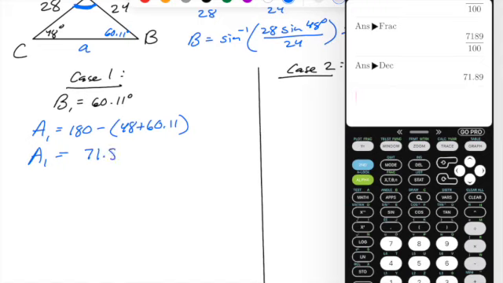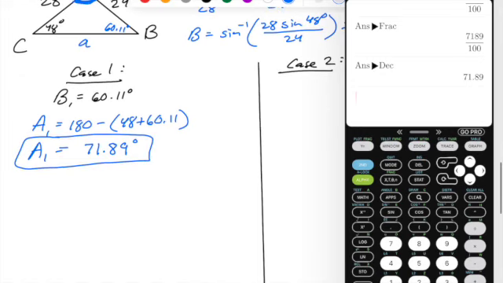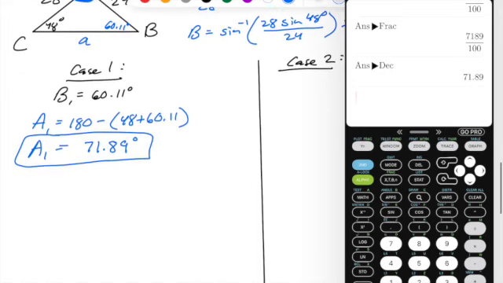71.89 degrees. Okay, so we found the third angle in this possibility, and now let's find the third side.